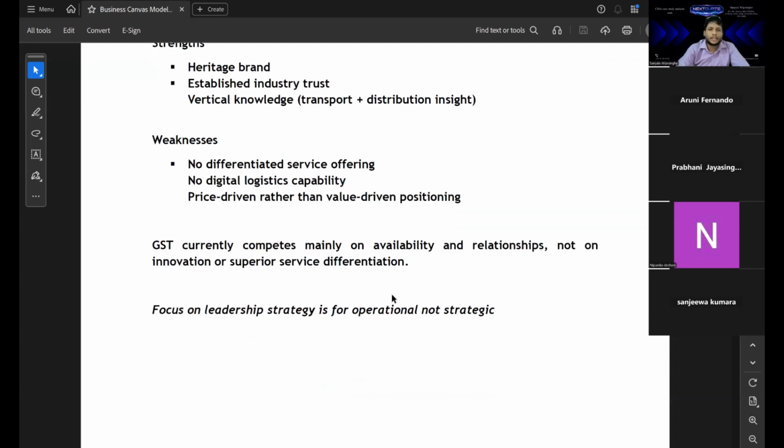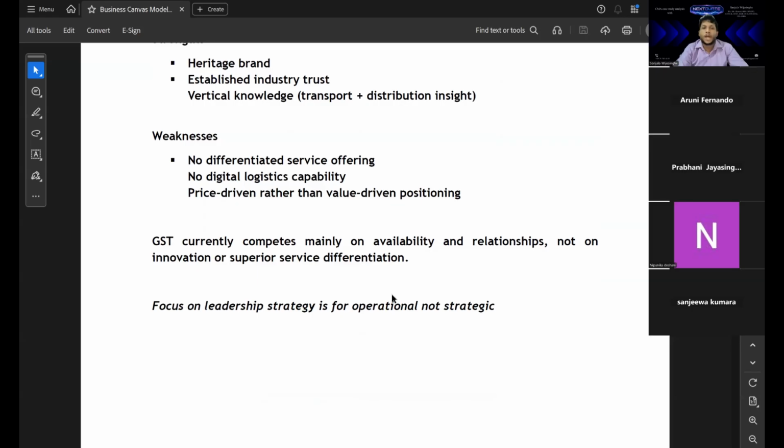Let's say GST currently competes mainly on availability and relationship, not on innovation and superior service differentiation. Now you have a lot of answers for this particular question: why you selected the differentiation strategy in the business. Focus on leadership strategy is operational, not strategic. In this GST business, the leaders of the two business divisions, transport and distribution, are focusing on operational activities, not on strategic ones. We also learned that in the leadership analysis, the transactional analysis.